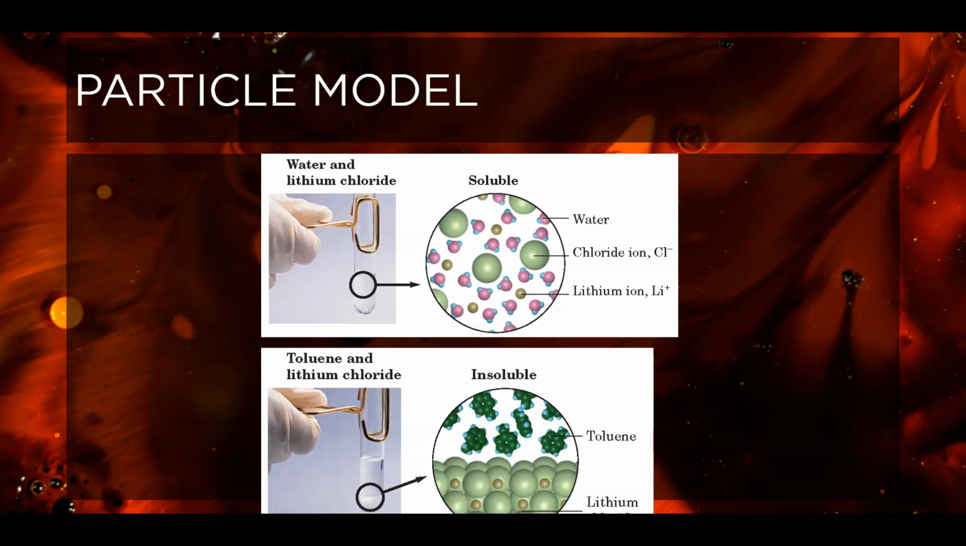So just so you can see it with the particle model, for solubility, we see that lithium chloride will in fact dissolve in water because all those water molecules will surround the chloride ions and the lithium ions, whereas with the insoluble solvent toluene, the lithium chloride does not dissolve. We don't see those molecules surrounding the different ions.